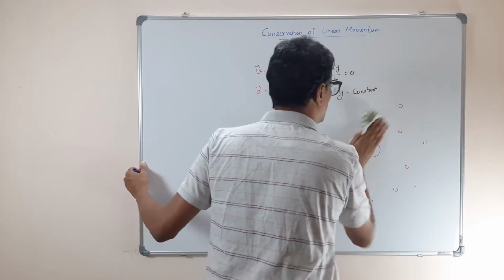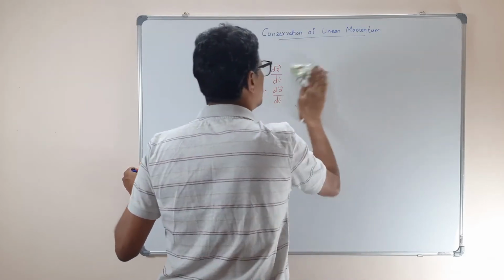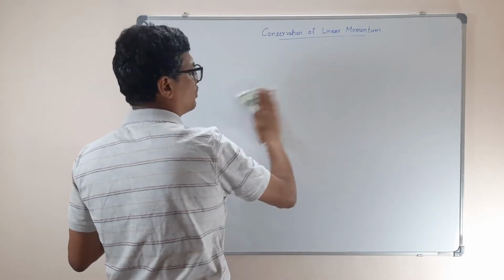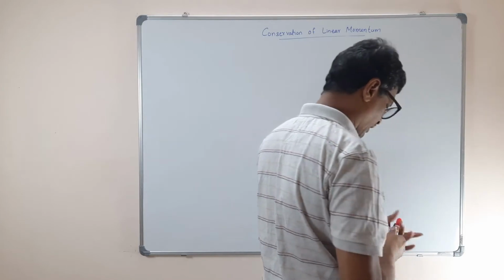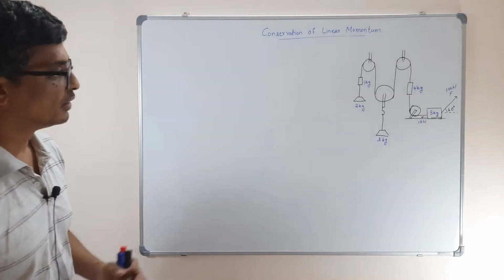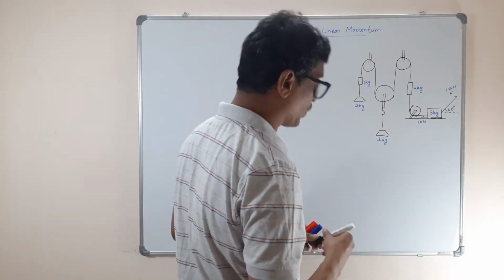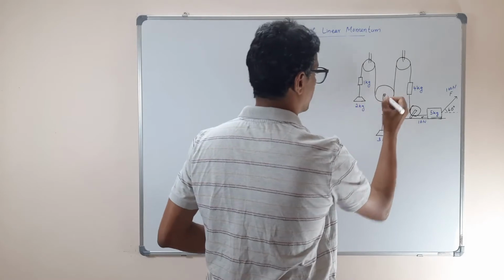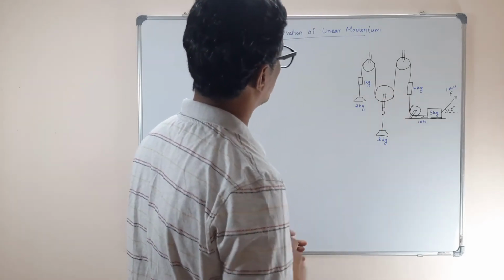But the questions are simple, but they only... The figures they give, I don't know why they give complex figures. Okay, let me draw the figure they have given. This is the pulley system they give in your book. So what it says is these are the pulleys.